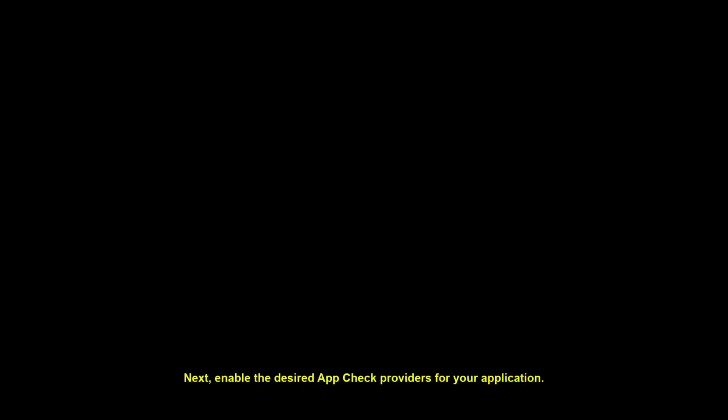Next, enable the desired App Check providers for your application. You can select Physical Device Attestation for Android or Device Check for iOS as options. After selecting your provider, click the Enable button to proceed.